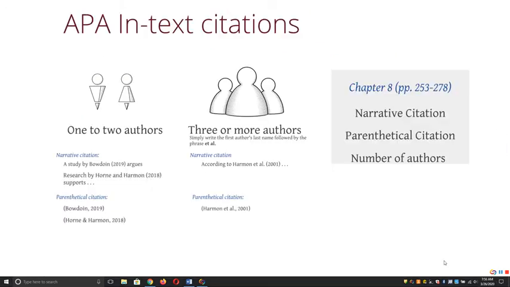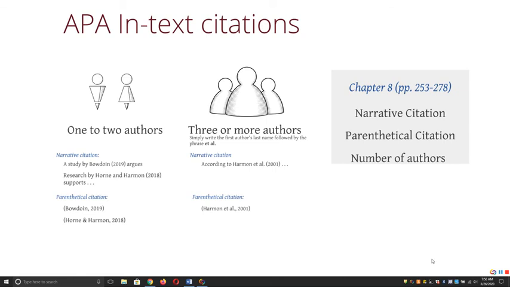So now we're going to talk about APA in-text citations. One thing to note about APA in-text citations is these are the citations within the actual body of your paper itself. So this is how you let your reader know that, hey, I'm pulling this information from somebody else, and this is always going to correspond to something in your reference list.